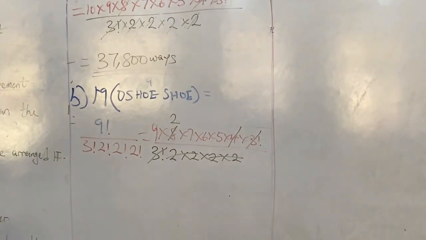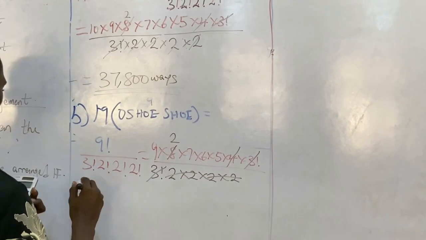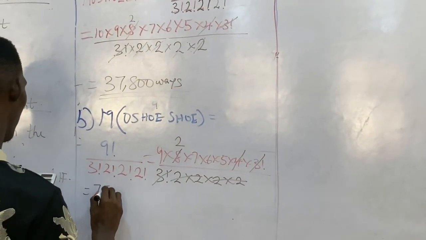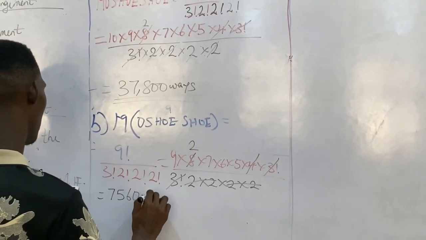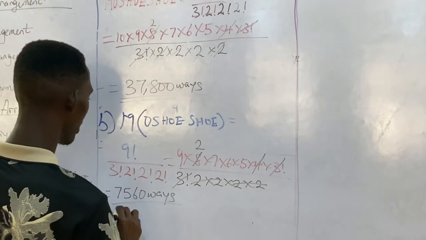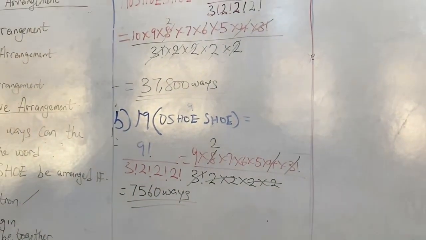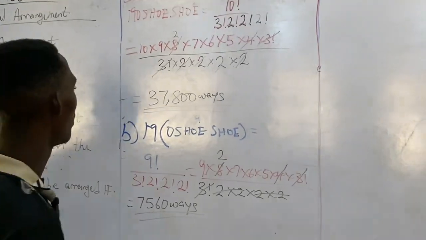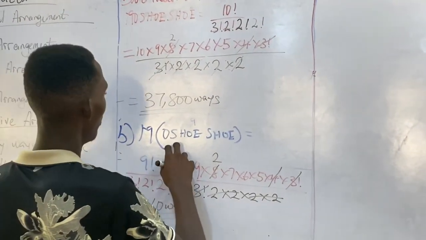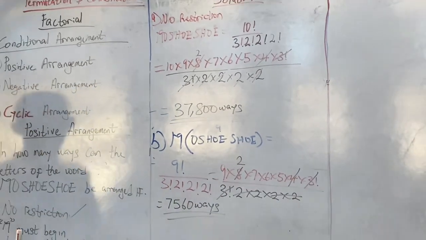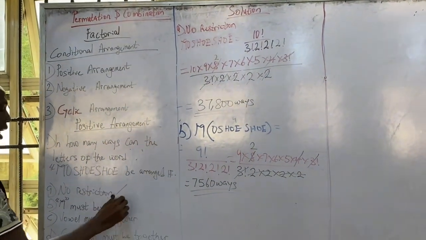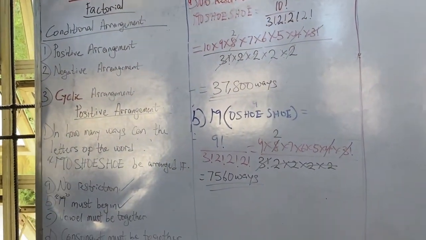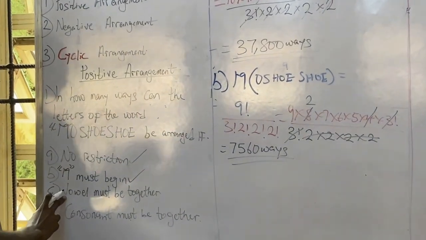Yeah, so if you multiply this, it will give us 7,560 ways. So I think we should make use of a calculator next in order to save us our time. Are you with me? So now requirement 2 has been fulfilled. Then the next one is vowel.